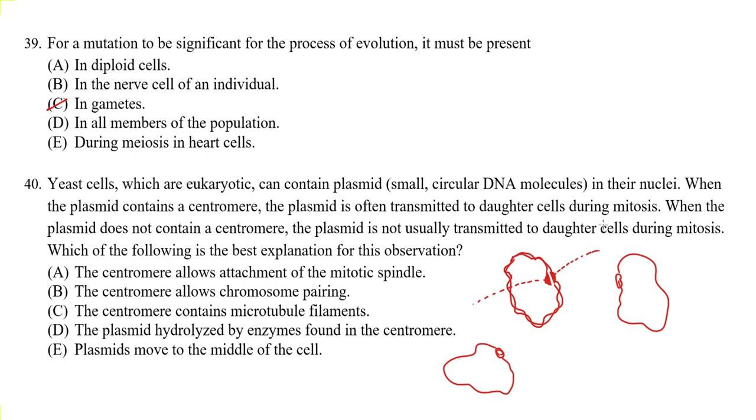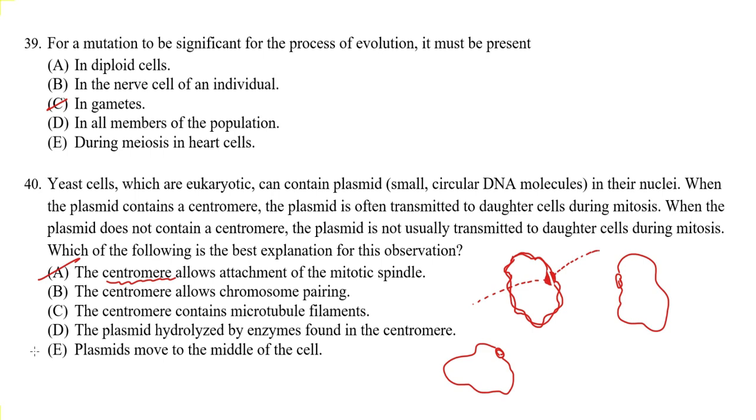When the plasmid doesn't contain a centromere, the plasmid is not usually transmitted to daughter cells during mitosis. What is the best explanation of that observation? You can say that the centromere allows the attachment of the mitotic spindle. This is the main function of the centromere, and I think that is a true answer.